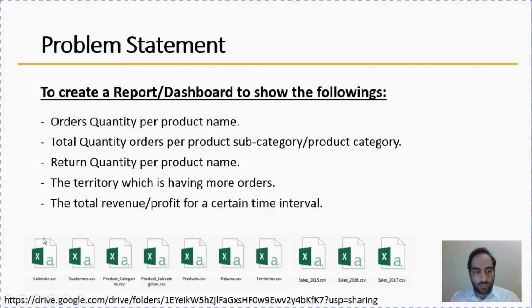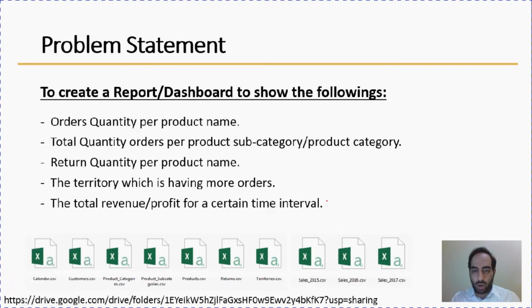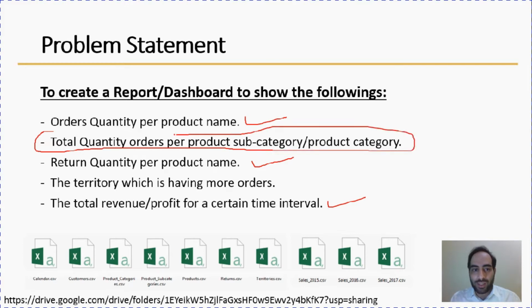So now what we have done, we were able to finish creating a visual to show the total revenue or profit for a certain time interval. This is done. Return quantity is done, and order quantity per product name is also done. Now we are going to see how we can get the total quantity ordered per product subcategory and also product category. Let us see how we can show the total quantity per subcategory and product category.